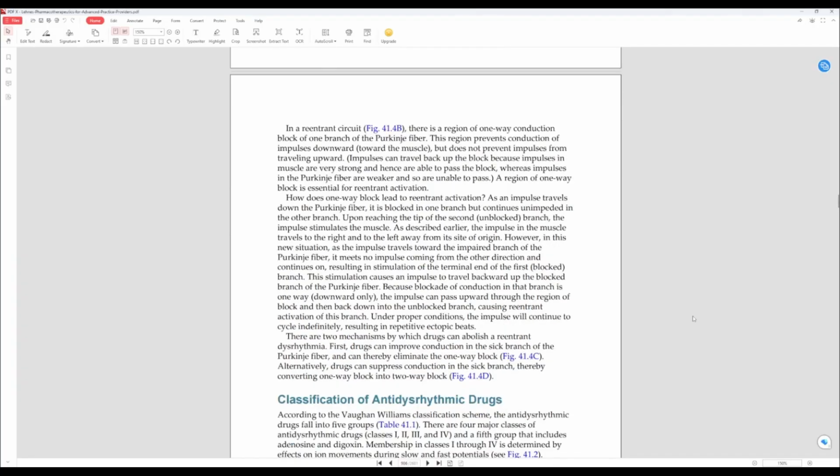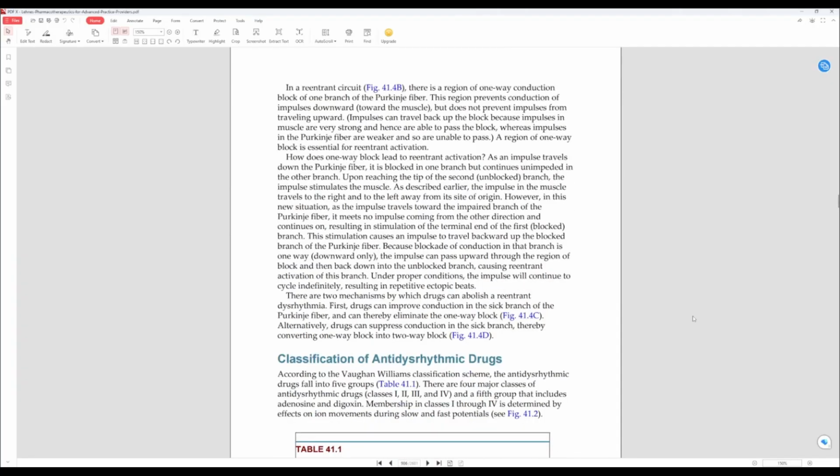In the reentrant circuit in figure 41.b, there is a region of one-way conduction block of one branch of the Purkinje fiber. This region prevents conduction of impulses downward, but does not prevent impulses from traveling upward. A region of one-way block is essential for reentrant activation. So, how does one-way block lead to a reentrant activation?